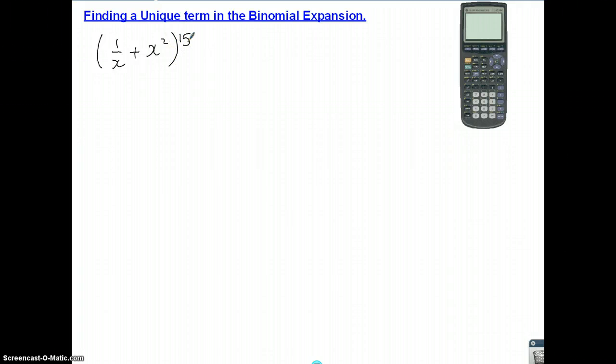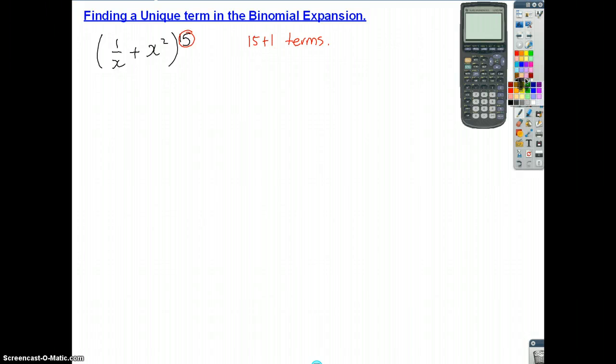So the first thing I want to have a look at: there are 15 terms, up to the power 15. How many terms are there? Remember, there is 15 plus 1 terms. So whatever the power is, we know there's one more term. So we know there's 16 terms. I don't know whether I want to have to expand the whole lot of those 16 terms out just to find a particular one.